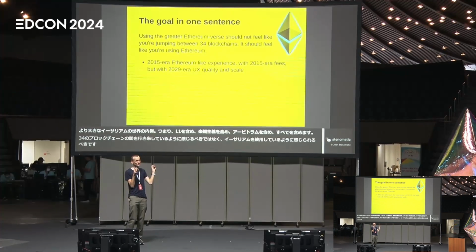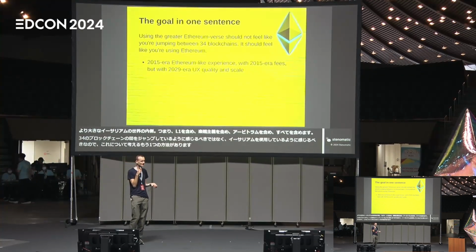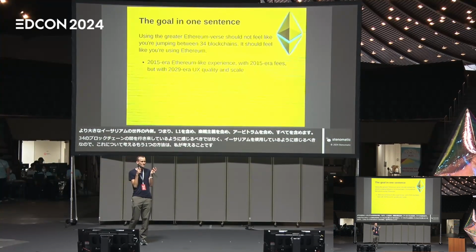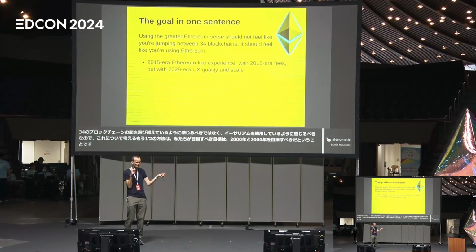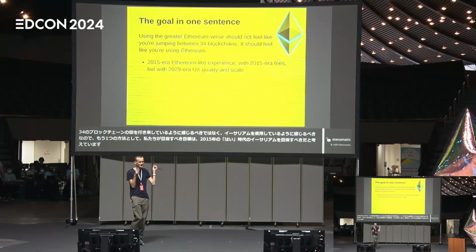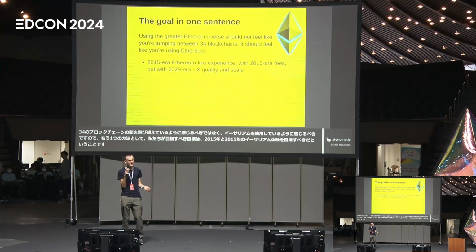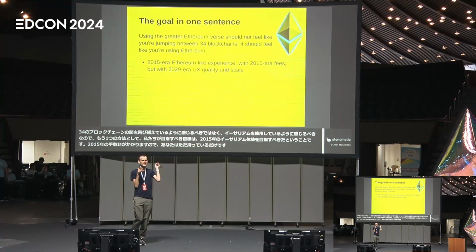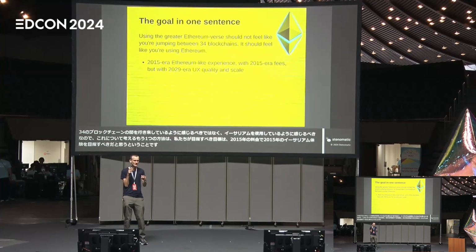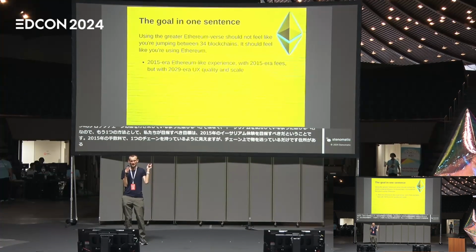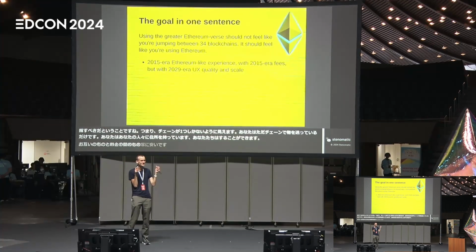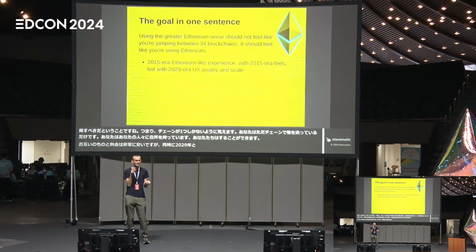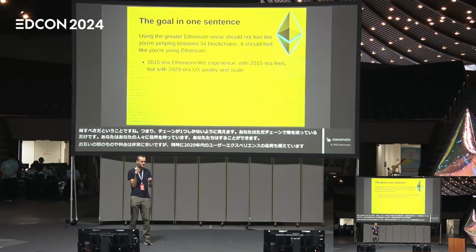So one other way that I think about this is that the goal that we should aim toward is a 2015 era Ethereum experience with 2015 era fees, right? So it looks like you just have one chain, you're just sending things on chain, you have an address, people can send things between each other, and the fees are extremely cheap, but at the same time, with 2029 era quality of user experience and scalability.